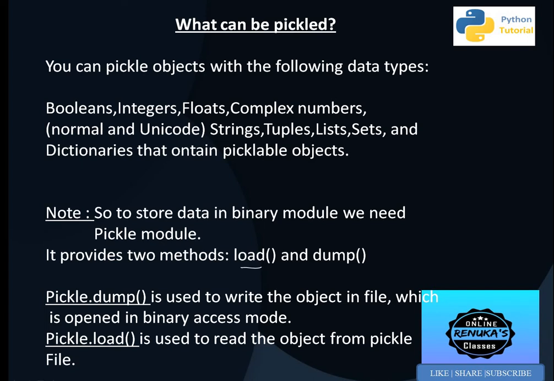But for storing and for retrieving, we need 2 functions, that is dump and load. If we want to store any object in binary access mode, then it is done with dump, and if we want to read it from the file, then it is done with the help of load. So pickle.dump means we want to write the object in a file, and pickle.load means we want to read the object from the file.